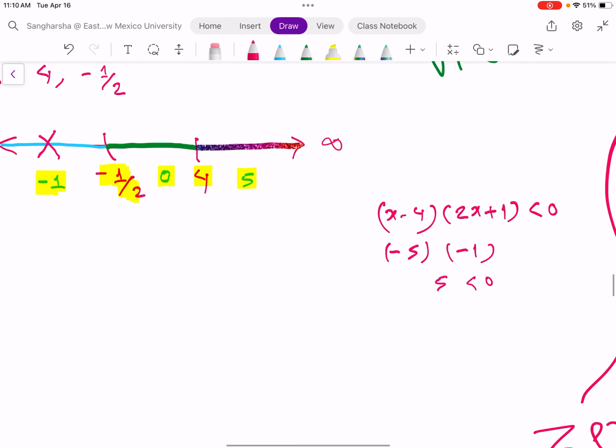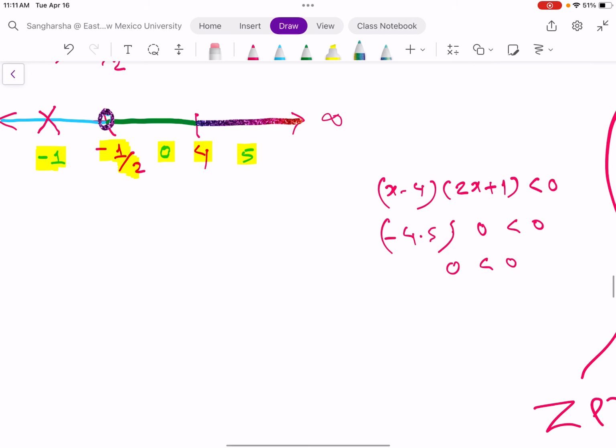Okay. Now let's check for -1/2. So -1/2 minus 4. -1/2 is -0.5, so we have -4.5 times, negative 1 half times 2 is negative 1, plus 1 is 0. So we have 0 less than 0. True or false? False, right? So it means negative 1 half is not a solution. Do we use an open circle or a closed circle at negative 1 half? We use an open circle. Okay, it's not a solution. So this is an open circle.